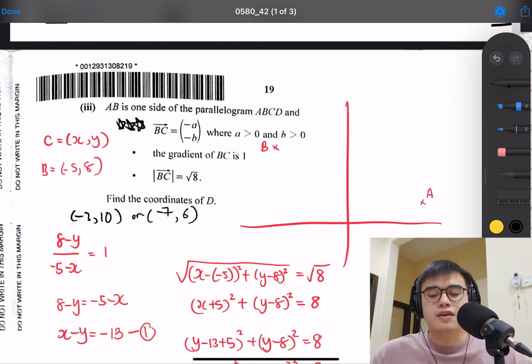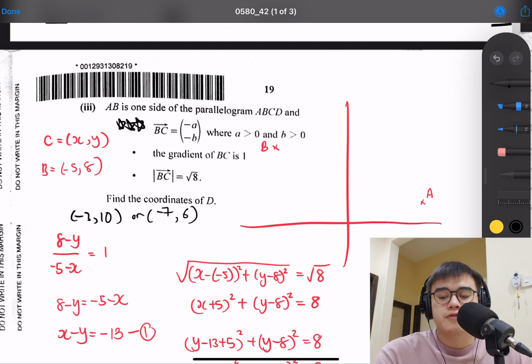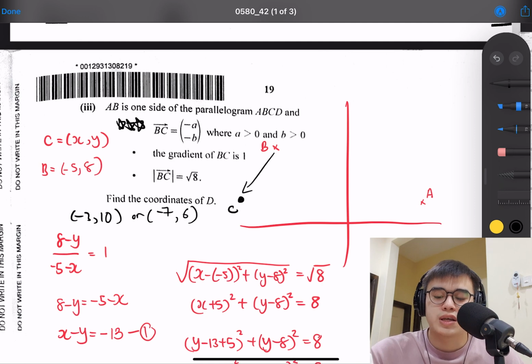B to C is negative a and negative b, which basically indicates that it is going down to here. B to C is going this side because the change in x is negative, meaning it's shifting to the left, and negative b represents the change in y, which indicates it is shifting downwards. So the only one that fulfills the requirement is (-7, 6). So this will be our point C, located at (-7, 6).